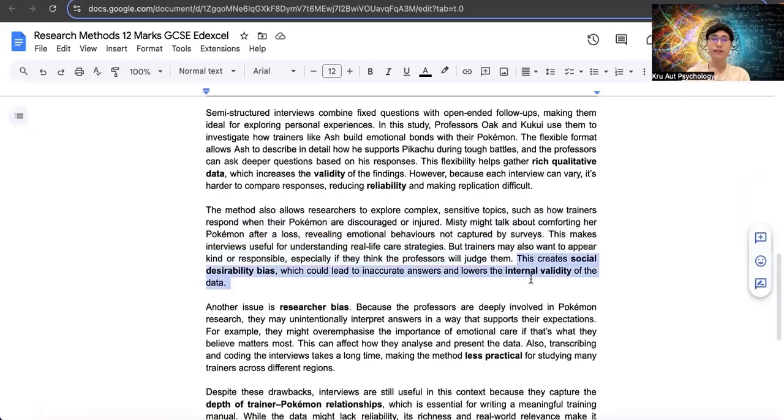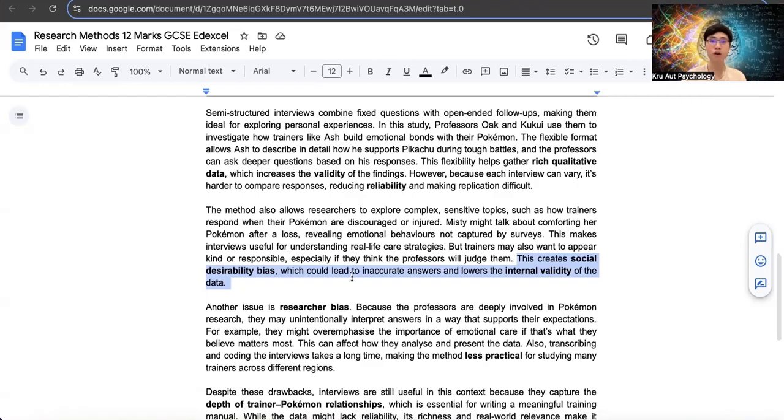AO3. This creates social desirability bias, which could lead to inaccurate answers and lowers the internal validity of the data. Both questionnaires and interviews have the same weakness of social desirability bias, but we're covering the weakness of interview here and linking that to a methodology like internal validity, that's lowered, decreased, poor, worsened, on the data.